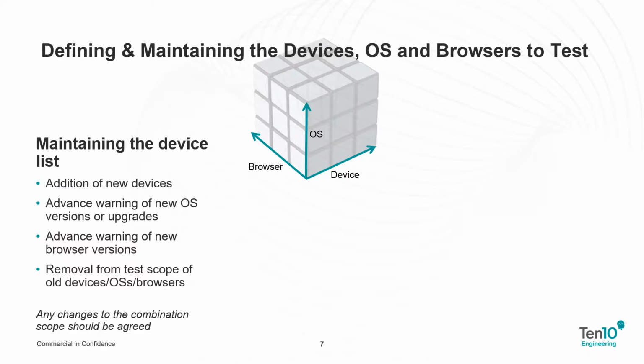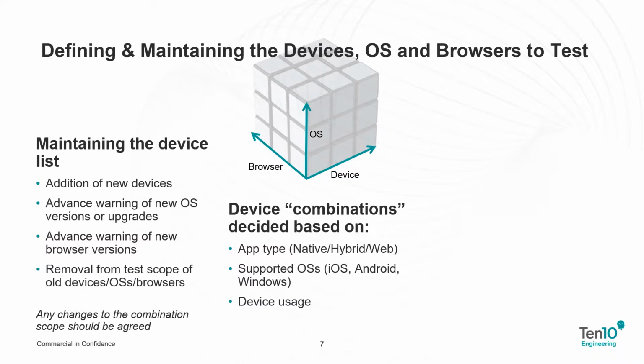So you also want advance warning of new OS versions or upgrades. Again, this is just making sure that if we are testing, it's pretty much like a regression test, to make sure on a mobile device the apps that we have previously been testing still work with the new operating systems.